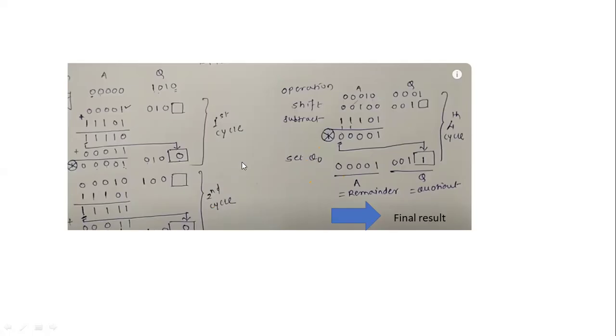We are doing four steps of operation because the n value is 4-bit. So n is equal to 4, and 4 times we perform the operation. At last we highlight what is the remainder and what is the quotient. This is the final result. This is about how to solve the restoring division concept.